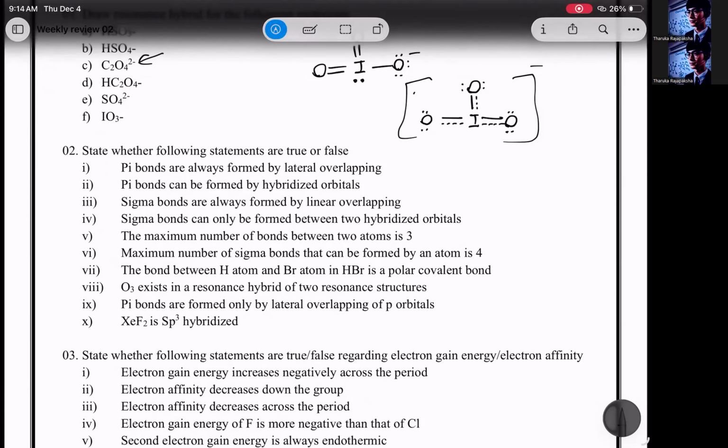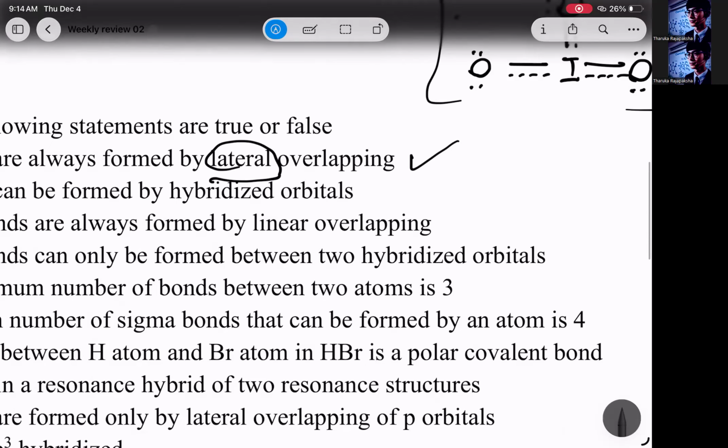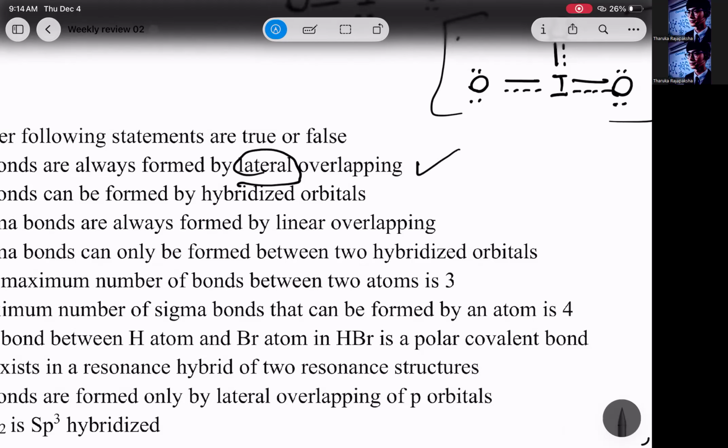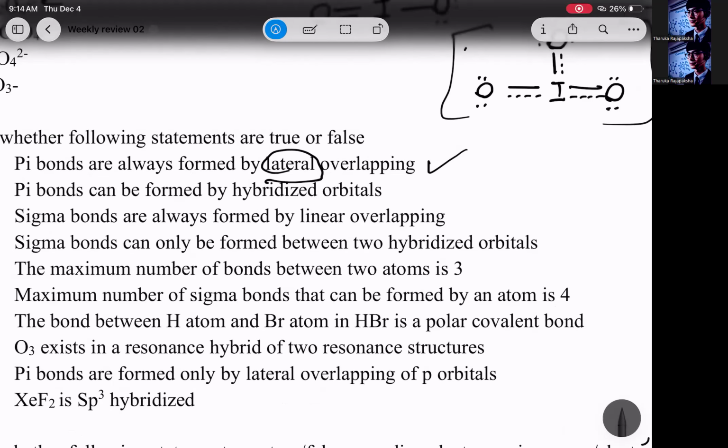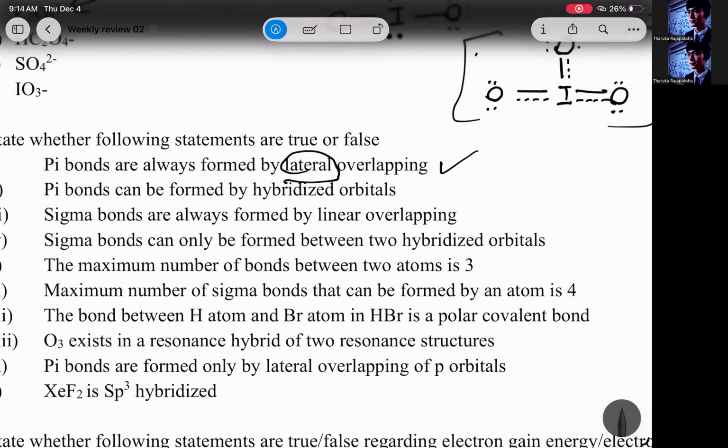Second one, state whether the following statements are true or false. Pi bonds are always formed by lateral overlapping. That is correct, people. Lateral overlapping only can form pi bonds. Linear overlapping will never form pi bonds. It will only form sigma bonds. Pi bonds can be formed by hybridized orbitals. No, hybridized orbitals always form sigma bonds. I told you hybridized orbitals can't form pi bonds. Only lateral overlapping can form pi bonds, which are non-hybridized orbitals.